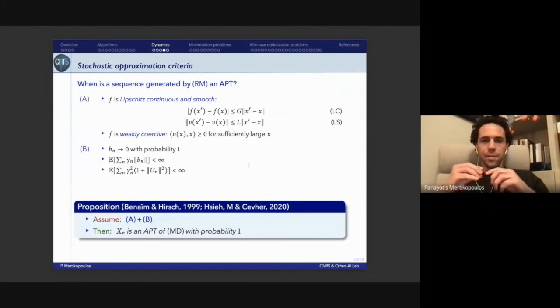Addressing the elephant in the room: when is a sequence generated by a Robbins-Monro algorithm an APT? So I'm going to present two conditions. The first type of condition, which I'm going to be calling A-type conditions, has to do basically with the primitives of the game. The second type of conditions will have to do with the algorithm and will be, in a sense, trajectory based. So I'm going to discuss them at length, and of course, I expect there will be more questions about that.